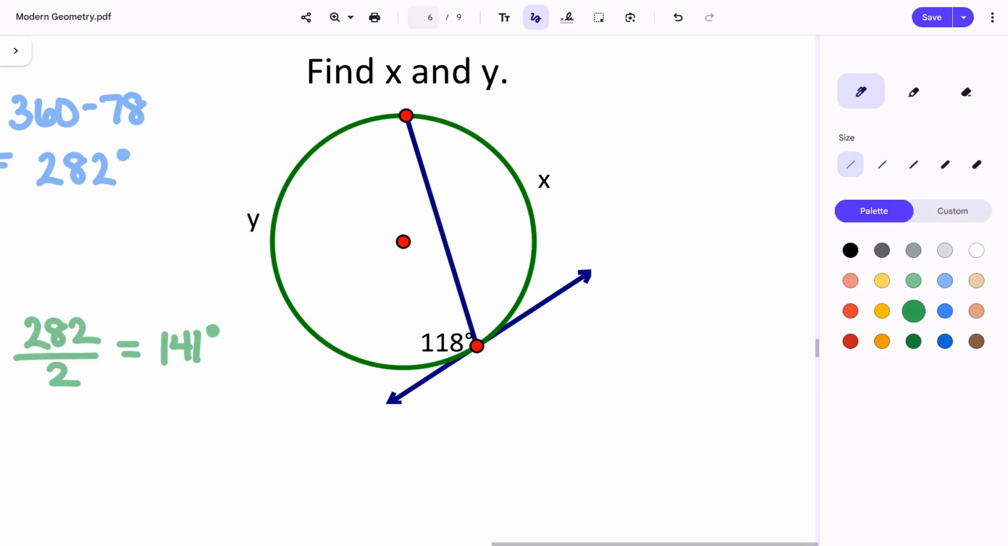Okay, can someone tell me how they maybe started this problem? Yeah, go ahead. Okay, so you started with this angle that they're giving you here. I just want to make sure I understood what you said correctly. So we started with this, and you knew that that hit this arc, right? Okay.